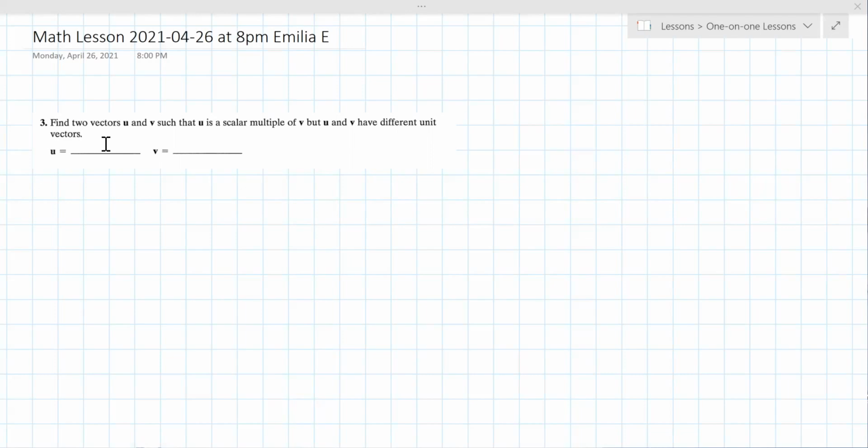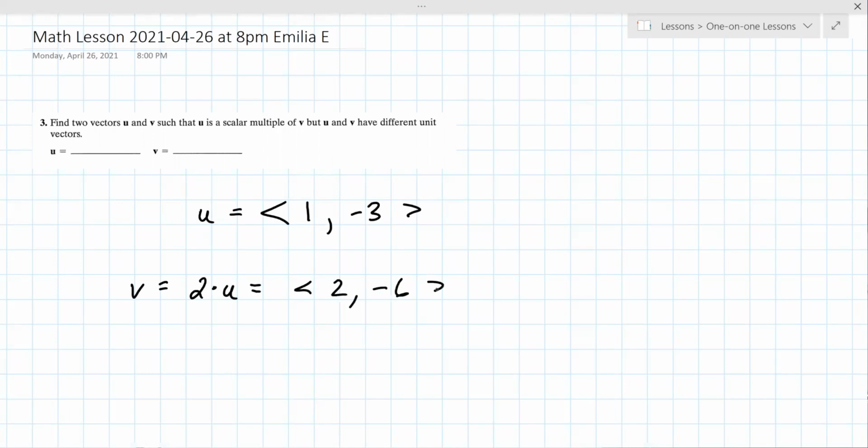Okay, so the first thing it says is to find two vectors u and v such that u is a scalar multiple of v, but u and v have different unit vectors. So we're just gonna pick two numbers. Let's just say u is 1 comma minus 3. Is this notation okay? Okay, so we could say, well, let's say v is 2 times u. And that means it's 2 comma minus 6. Is that okay? All right.